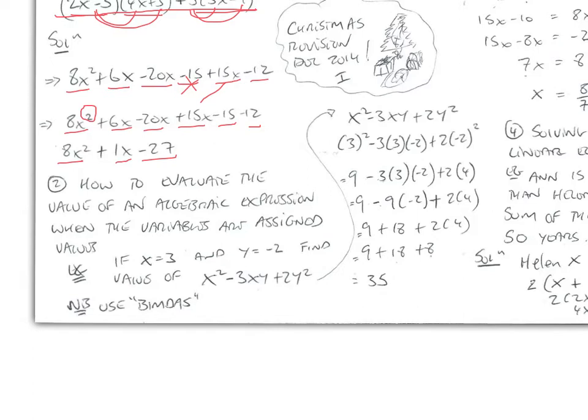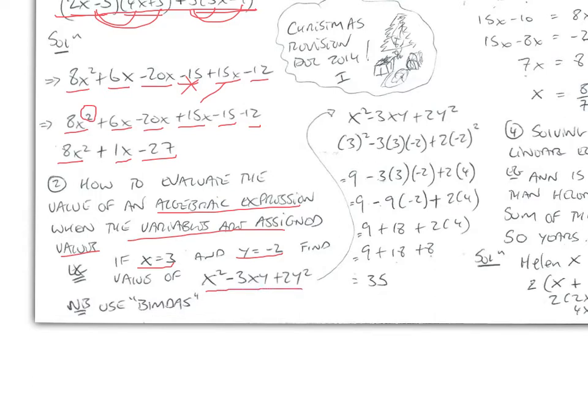Now, how to evaluate the value of an algebraic expression when the variables have assigned values. So, for example, now in this case we will end up with a value, a constant or a number for the expression. Okay, we're given if x equals 3 and y equals minus 2, find the value of this expression, x squared minus 3 by x by y plus 2 times y squared.